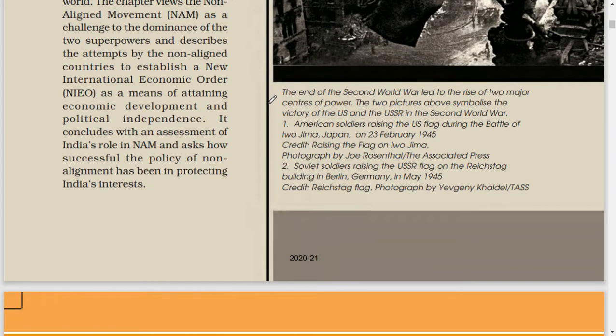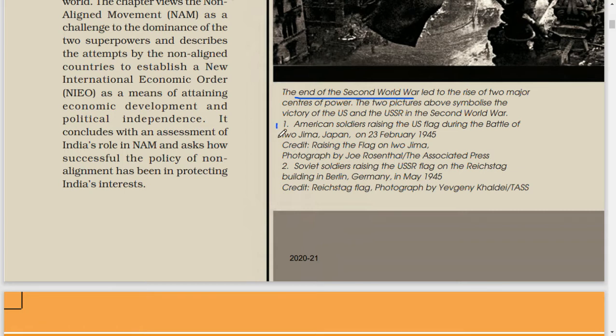The end of the Second World War led to the rise of two major centers of power. The two pictures above symbolize the victory of the US and the USSR in the Second World War.